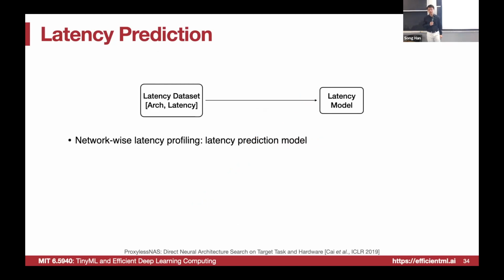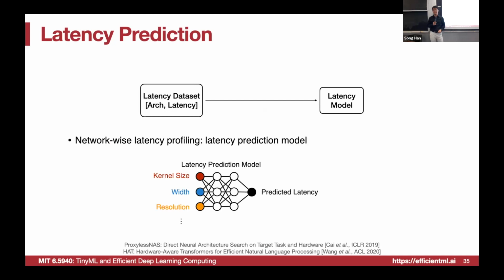And the other approach is basically to build a more general predictor. Given the architecture, predict the latency. And what are the features when you are trying to predict? You can include the kernel size, the width, the resolution, basically all the hyperparameters. And we use several layers of MLP, fully connected layers, to output a single number, which is a predicted latency.